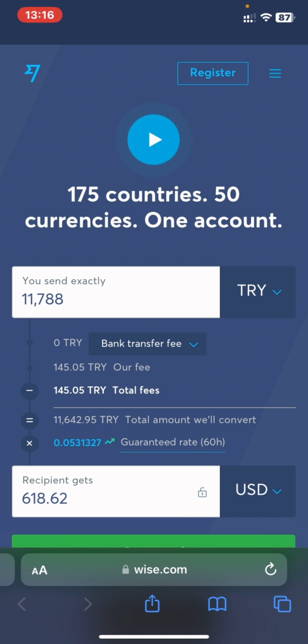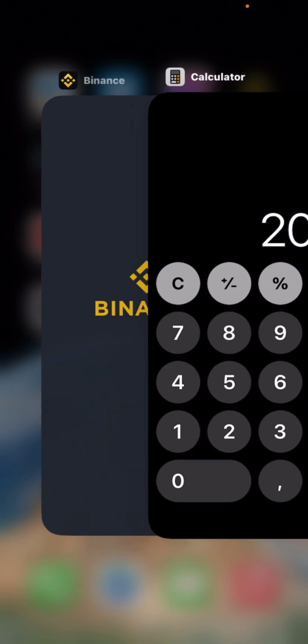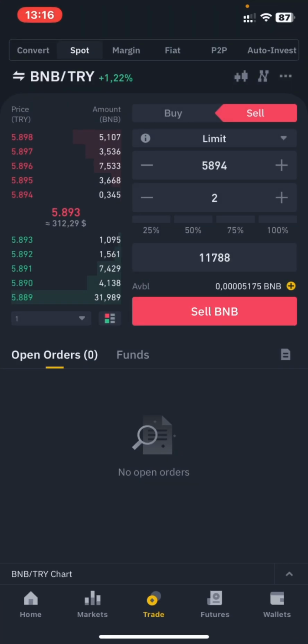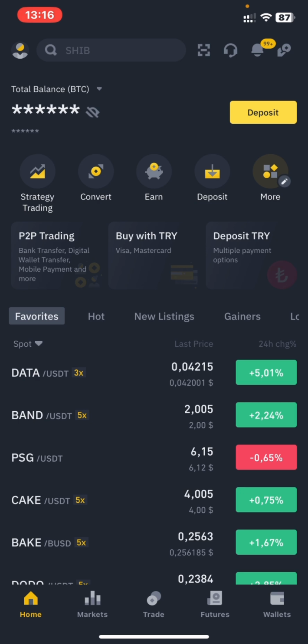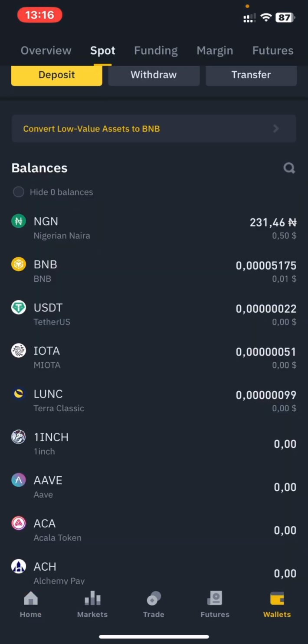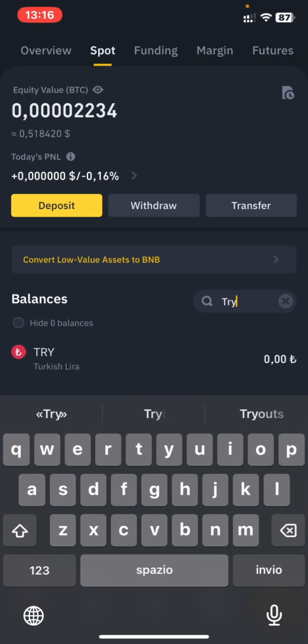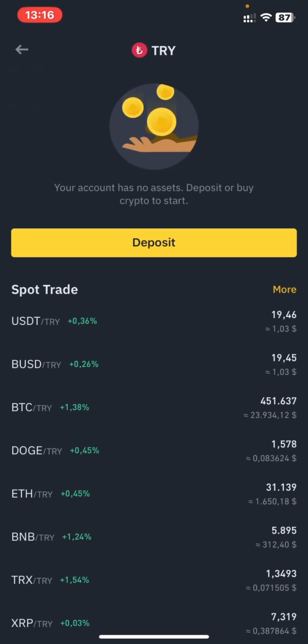And mind you, if you want to withdraw directly, once you buy this currency on this platform, then you'll be able to withdraw. Let me press the currency over here, deposit.